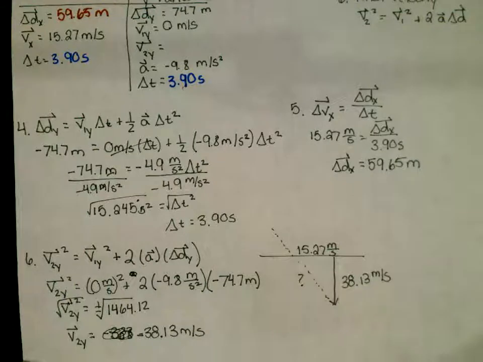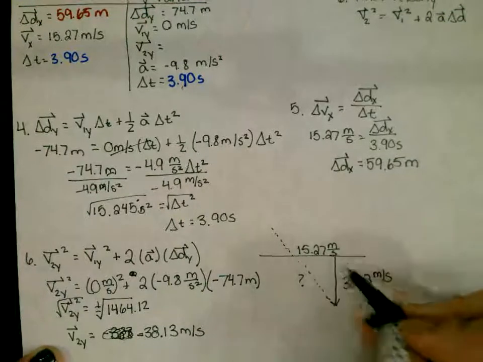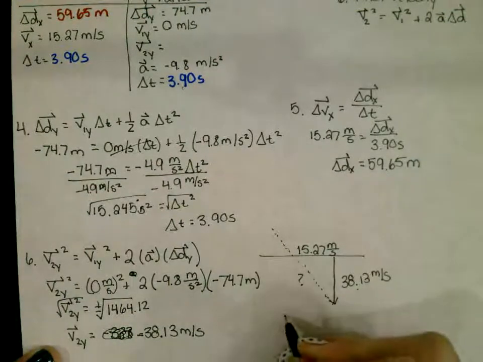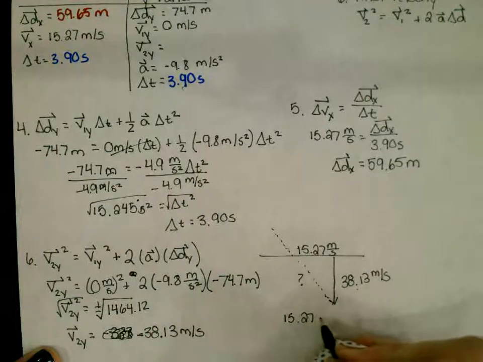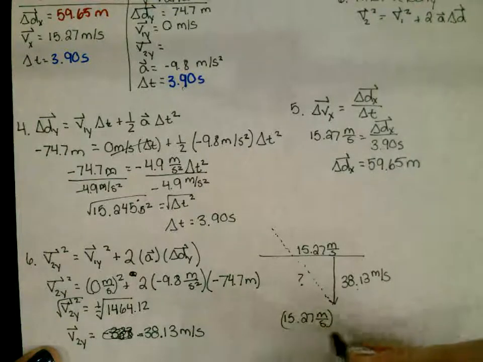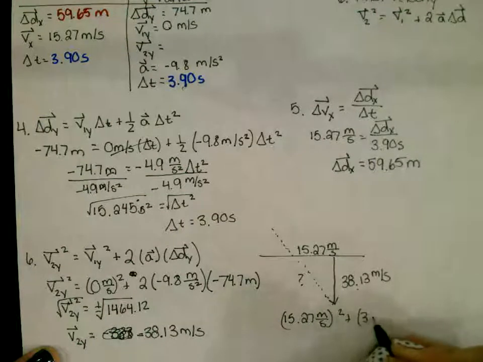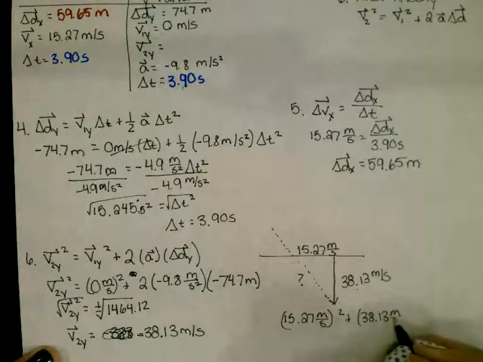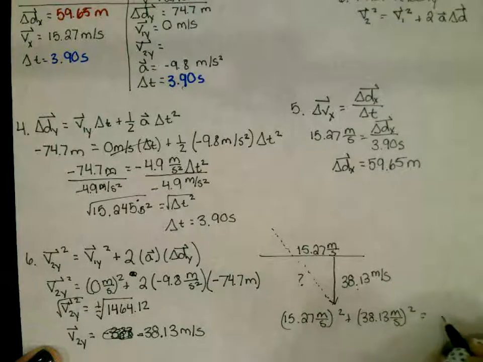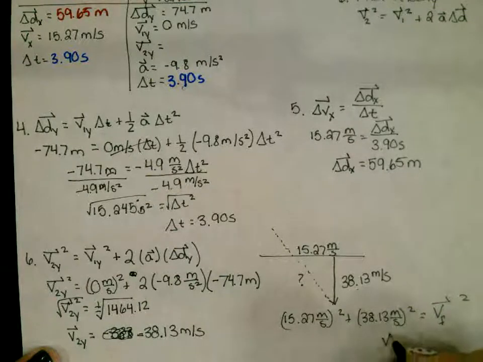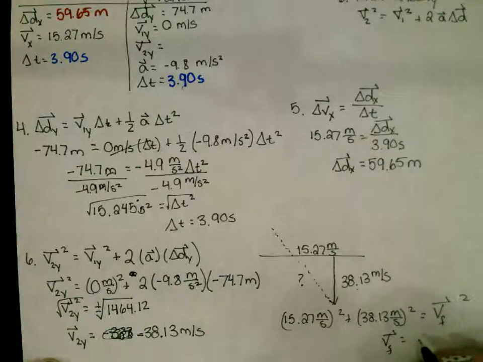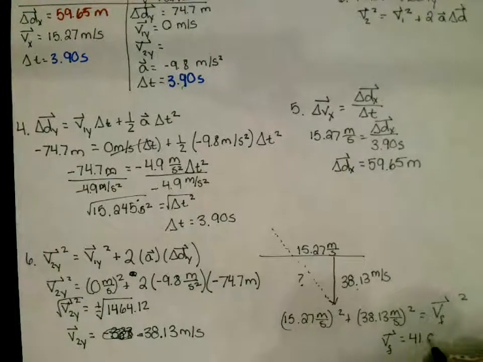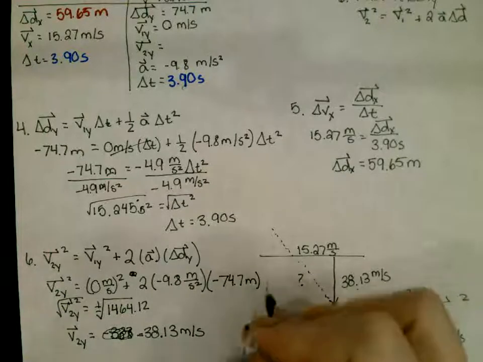And this is what I'm actually looking for. So a squared plus b squared equals c squared. So 15.27 meters per second squared plus 38.13 meters per second squared is equal to this final velocity squared. So this final velocity is going to come out to be 41.07 meters per second.